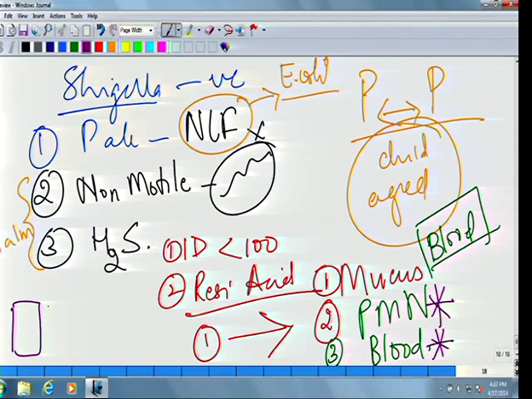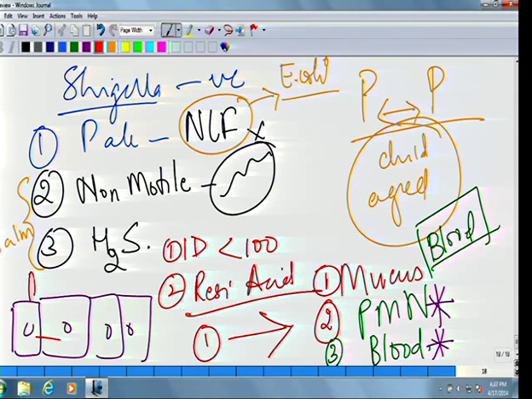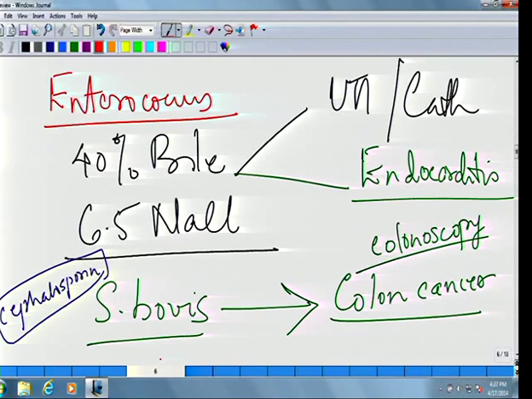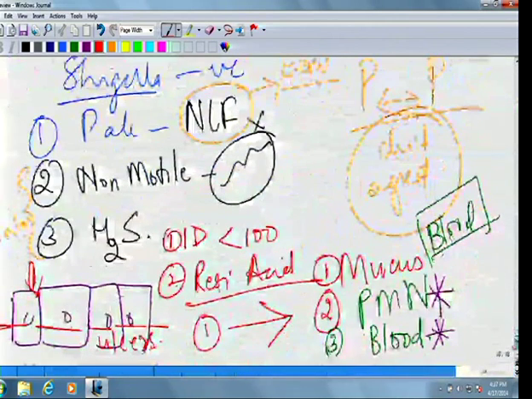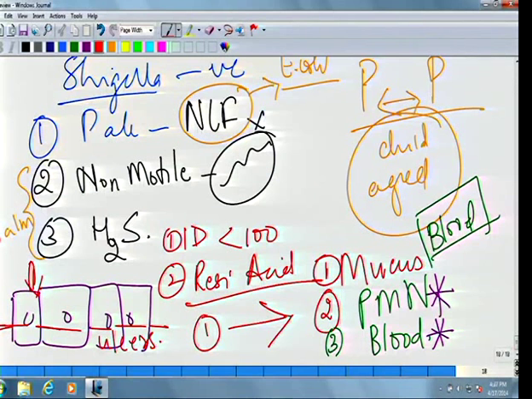Because in Shigella infection, there is lateral invasion of the bacteria, isn't it? It invades the mucosa, and then it invades the mucosa sideways, lateral invasion, giving rise to ulcers. That is why you see blood, mucus and polymorphs. This is one of the bacteria which can invade the mucosa and give rise to shallow ulcers. So this, in a nutshell, is what you need to remember about Shigella.